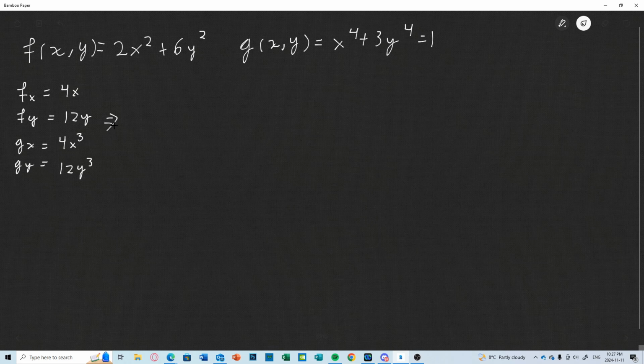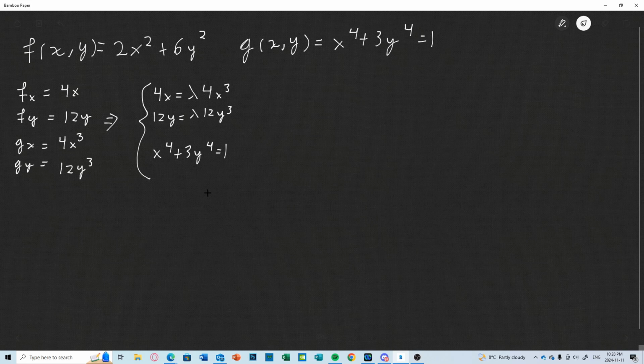Now we're going to take these and set them equal to each other. So we have 4x is equal to lambda times 4x cubed, and 12y is equal to lambda times 12y cubed. Then we set our constraint as x to the 4 plus 3y to the 4 is equal to 1.